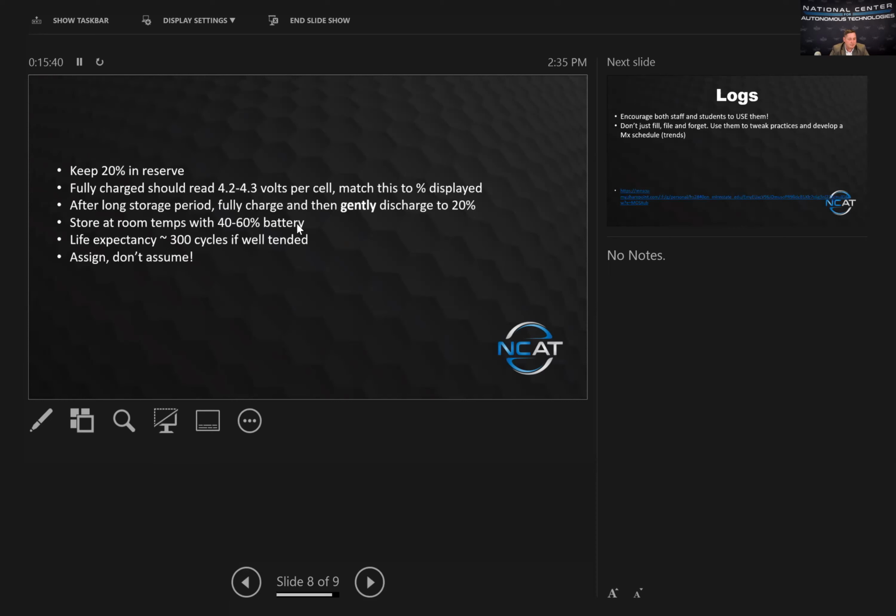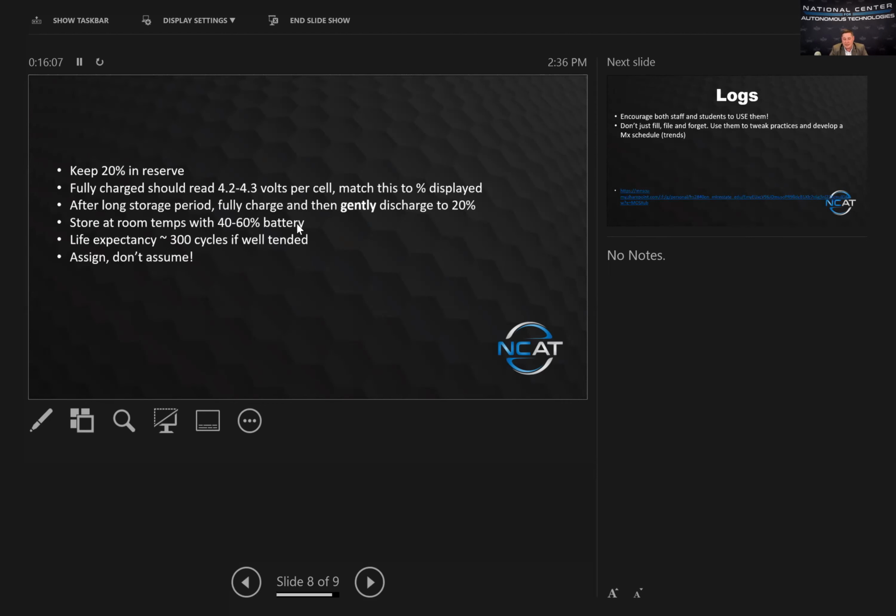So make sure that if you're doing long-term storage, that you cycle those batteries here and there periodically. So if you can see the next point there, after a long storage period, I'm talking 2 to 3 months of storage, you want to fully charge them back up, regardless of what the battery life says. You fully charge it back up, and then you should gently discharge to 20% before fully charging again.